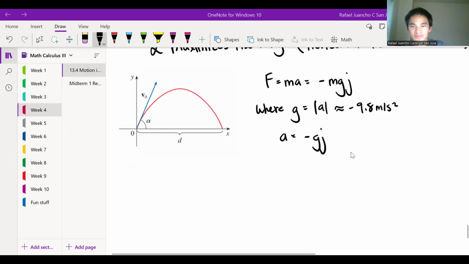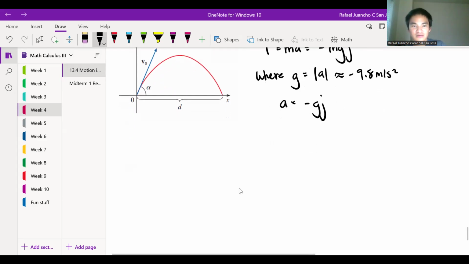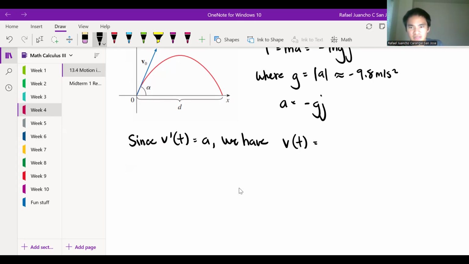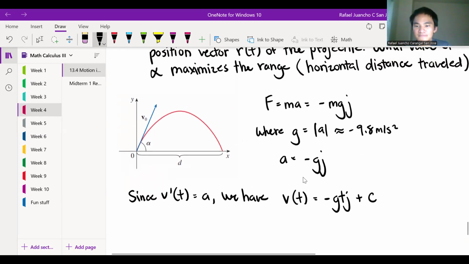Okay. And from here, we can say that since we know that the derivative of our velocity vector is basically A, which is our acceleration, then we actually have this thing. We have our v of t is equal to negative g t j plus some constant, right?